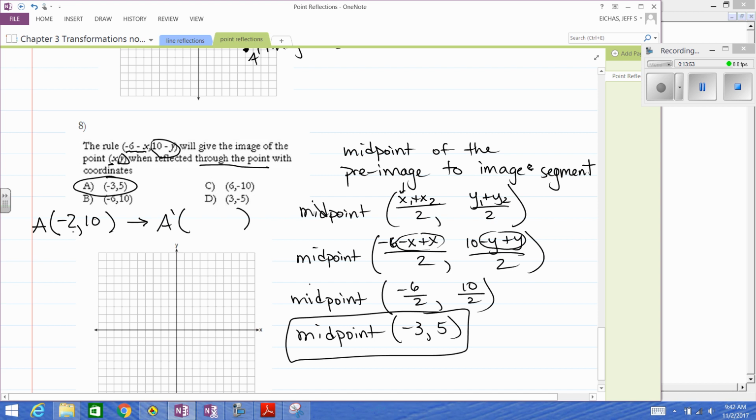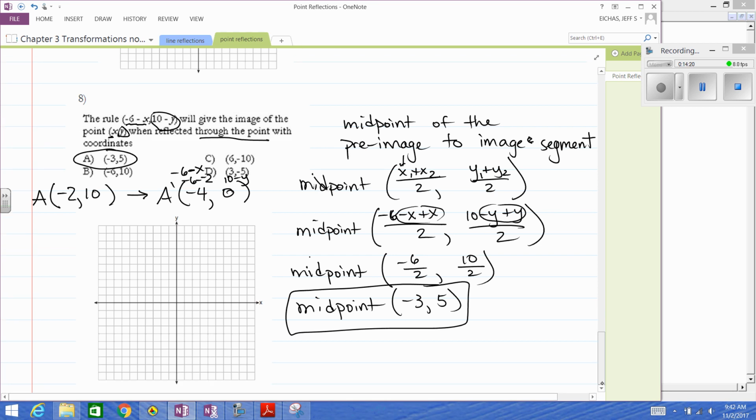So negative 2, 10, if we follow the rule, right, we're going to take negative 6, take away x. So it's going to be negative 6, take away negative 2. So negative 6, take away negative 2. It's going to act like negative 4. It's going to basically add 2. All right, 10, take away y. It's going to be 10, take away 10. That was just luck. It was negative 4, 0.